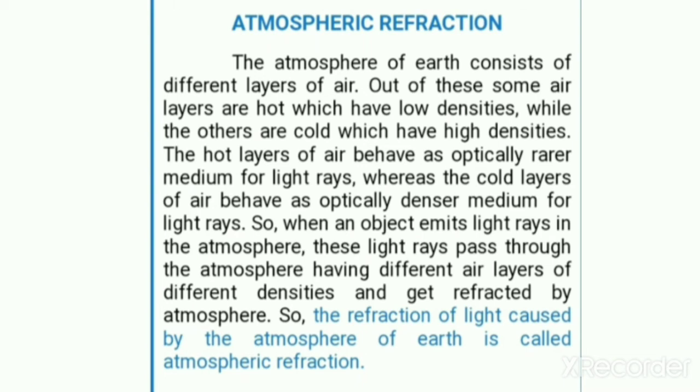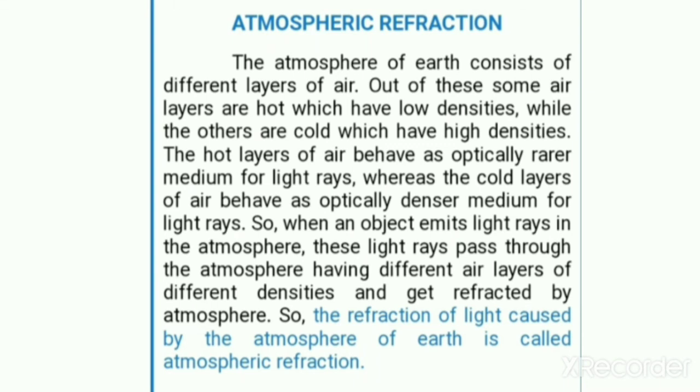So what kind of refraction? This is due to atmospheric refraction. So what is atmospheric refraction? The atmosphere of the earth consists of different layers of air, we all know that. Out of these, some air layers are hot which have low densities, while the others are cold which have high densities. The hot layers of air behave as an optically rarer medium for light rays, whereas the cold layers of air behave as an optically denser medium for the light rays.